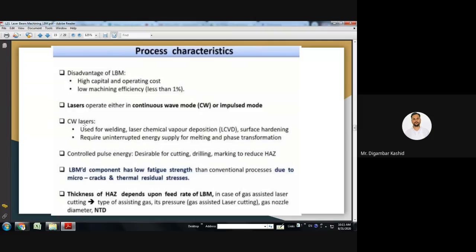These are the main important parameters which help to reduce the heat affected zone during laser beam machining. When a huge amount of heat is concentrated onto the workpiece surface, it heats up the workpiece, and a small amount of material is melted and vaporized, and the surrounding material also heats up. A phase transformation occurs, so a heat affected zone is obtained, which is not desirable. These are the process characteristics.